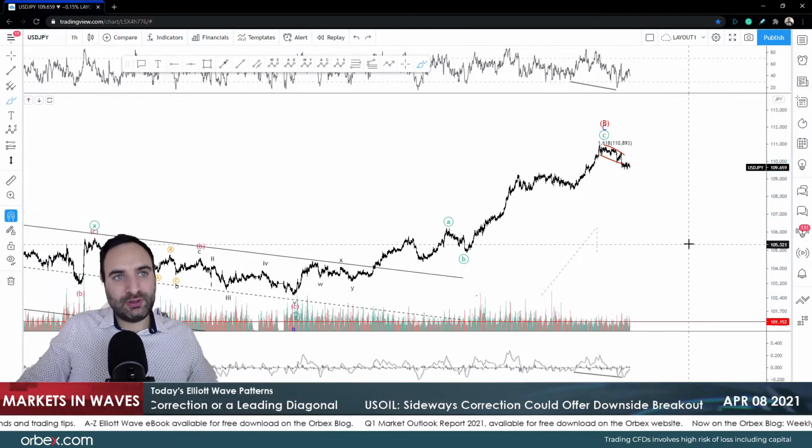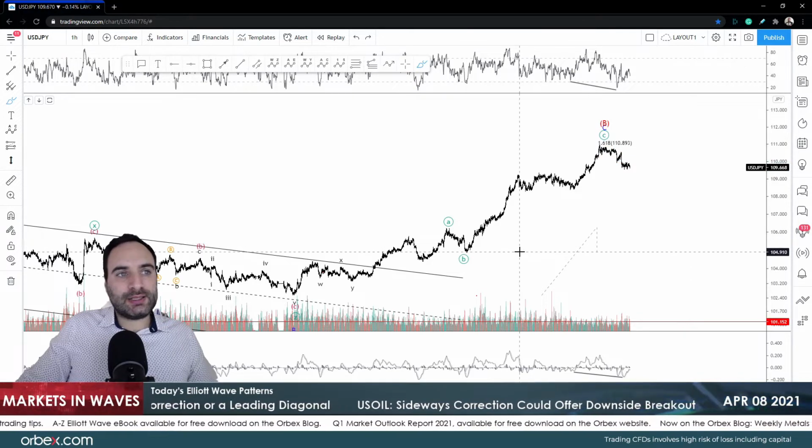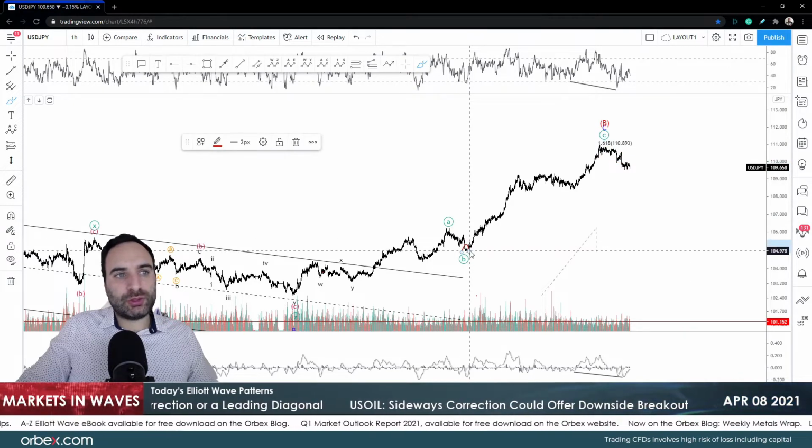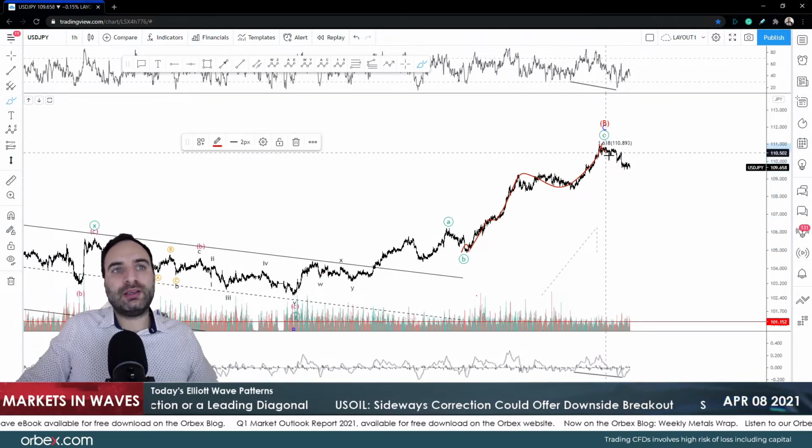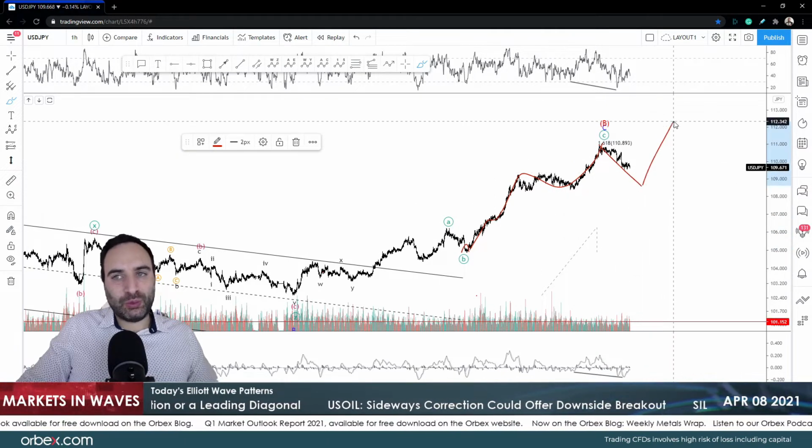So it can either be a leading diagonal, where we're going to get 2, 3, 4, and 5, or it's a case where we've got an A, 1, 2, then we've got 1, 2, 3, 4, and 5. That's 3. Then we're going to get the 4, and then we're going to get the 5.